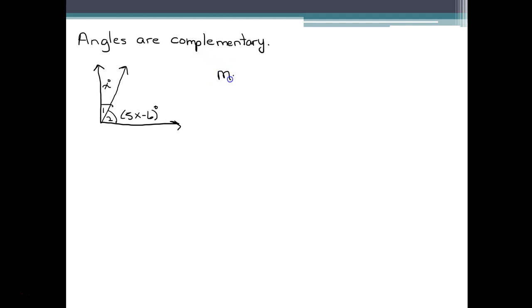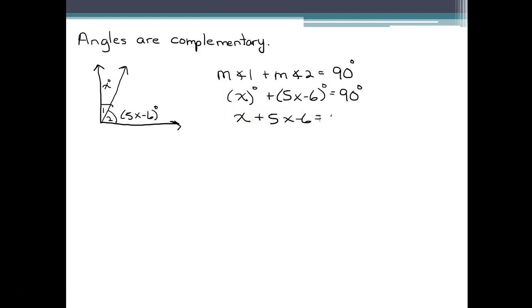Well, since they're complementary, the measure of angle 1 plus the measure of angle 2 has to equal 90 degrees. So that x degrees for angle 1 plus the 5x minus 6 degrees for angle 2 has to equal 90 degrees. So you've got a basic algebra equation to solve here. x plus 5x is 6x. Add 6 to both sides and you get 6x equals 96. Divide by 6 on both sides, x equals 16. So the measure of angle 1 is 16 degrees.